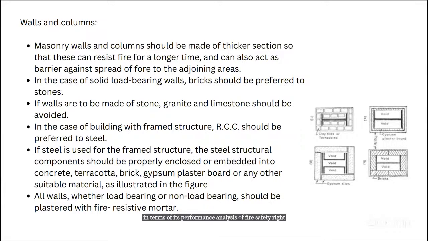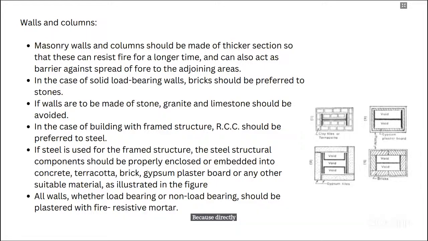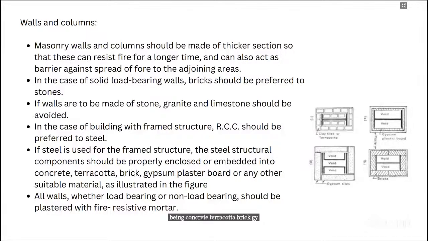If steel is used for the frame structure, the steel components should be properly enclosed or embedded in concrete, terracotta, brick, gypsum, or plaster board. Illustrations are being given of how the steel can be framed. Directly we cannot leave steel open as a framework. We need a certain type of coating on the steel to make it fireproof. So these materials, concrete, terracotta, brick, gypsum, and plaster board, have to be coated over the steel so that we can make it fireproof.